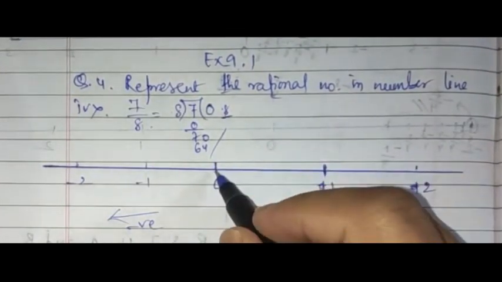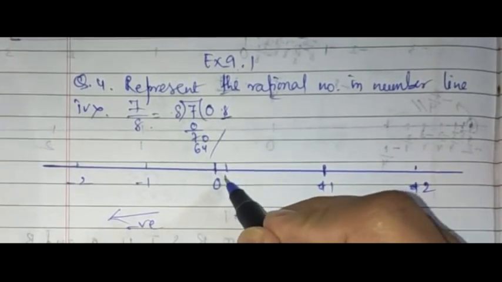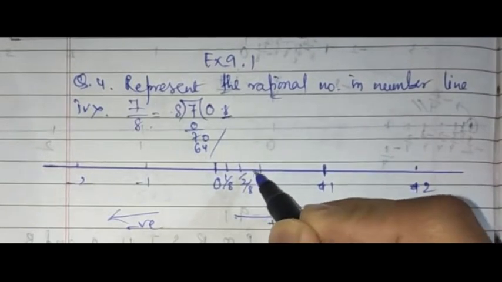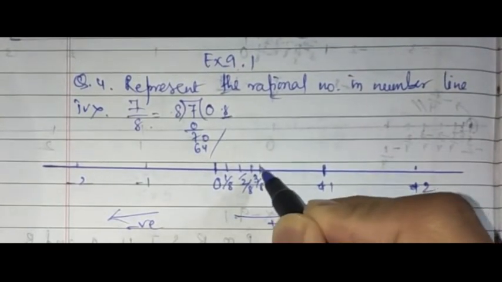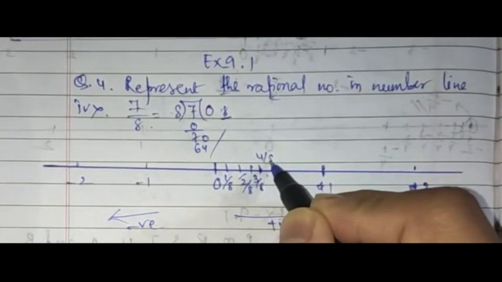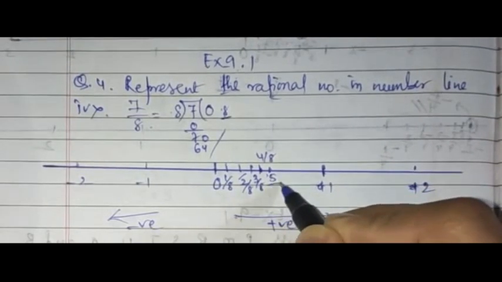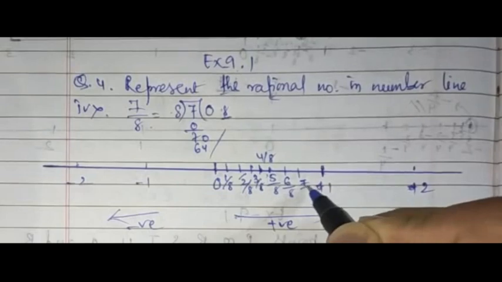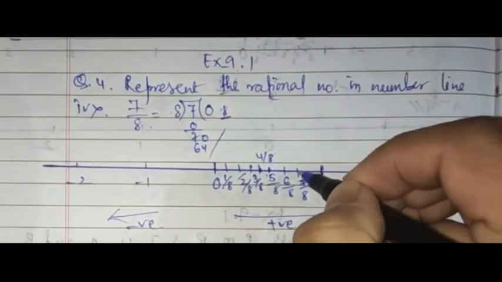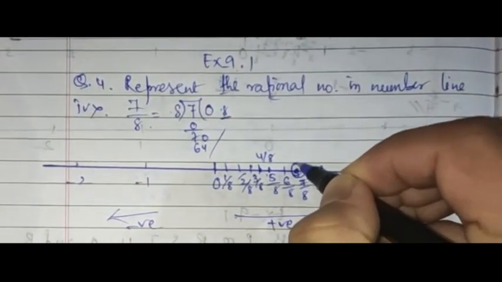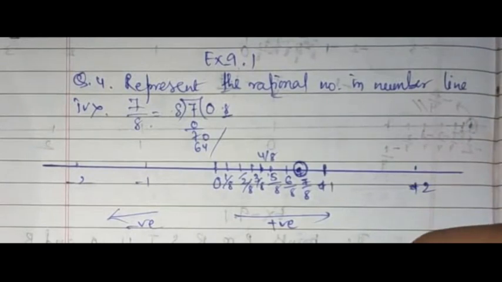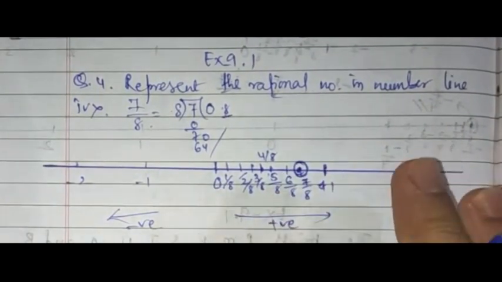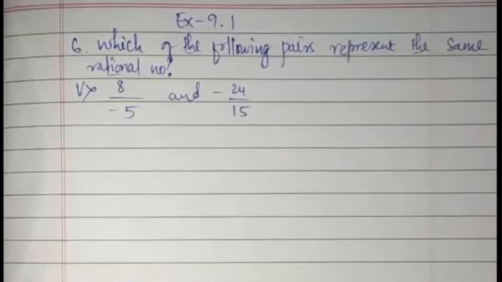So moving towards the positive, it should be in between the 0 to 1. So let's start writing. It is 0. Now it is 1 by 8, 2 by 8, 3 by 8. This is your 4 by 8. I am writing here 5 by 8, 6 by 8, then 7 by 8. So this is your 7 by 8. Easy one, no? So question 4 is over here. So let us proceed to the next home assignment.